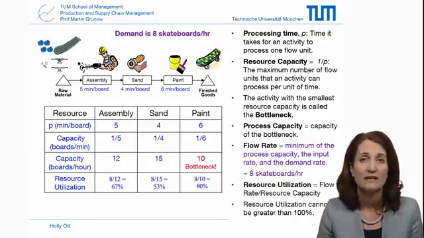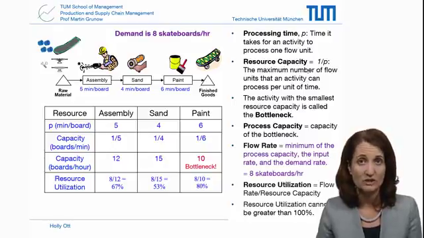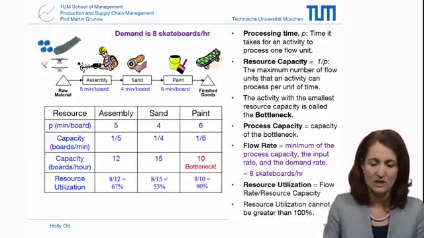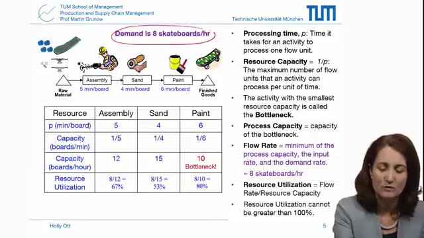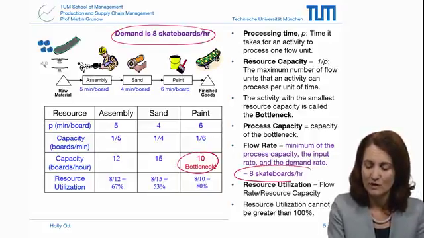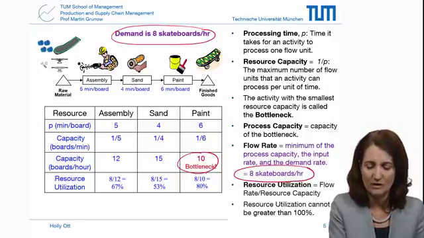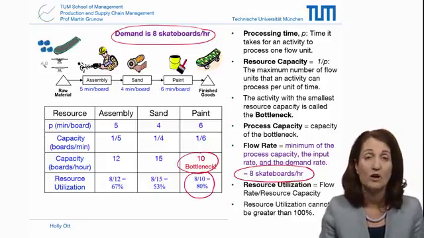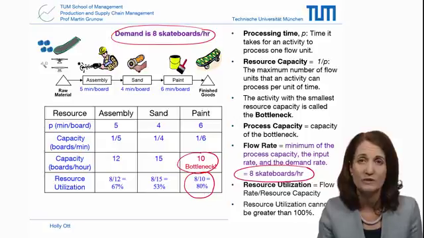We also looked at the idea of resource utilization, and in this case, since our demand is 8 skateboards per hour, that is less than our process capacity, our flow rate becomes 8 skateboards per hour, and we see that although our bottleneck paint is not working 100% of the time, it still has the highest resource utilization of all of our resources.